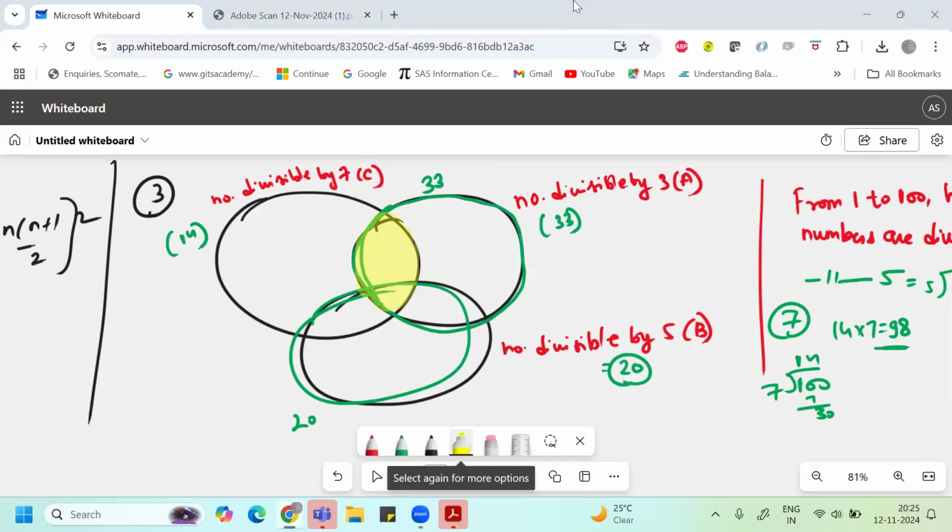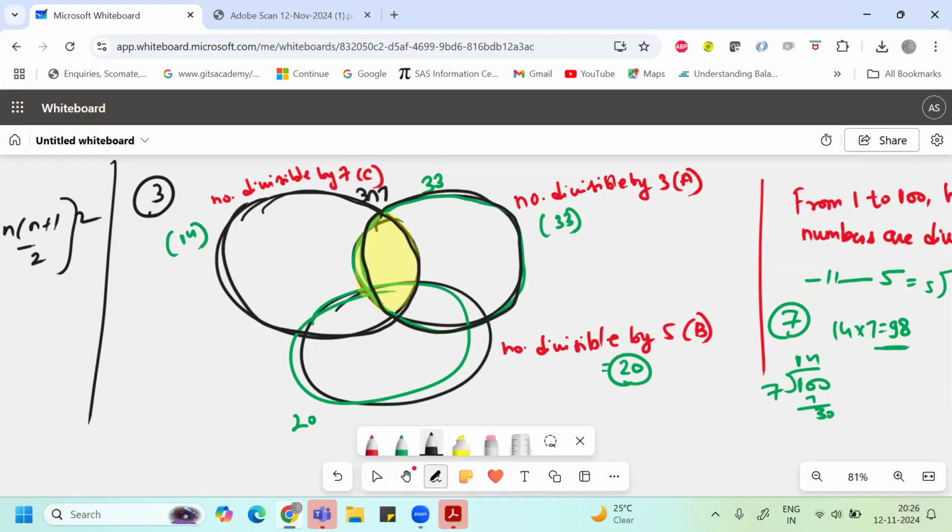Intersection. Yes, Arun. Intersection of what? Intersection of 3 and 7, because this part is 3 and this part is 7. So the part which I have just now colored shows the intersection of 3 and 7. Till here, has everyone understood? Yes or no, guys?